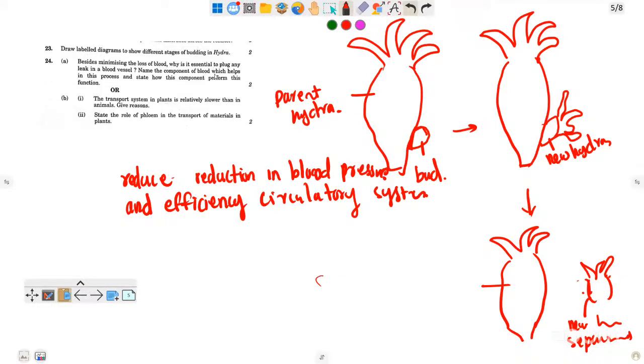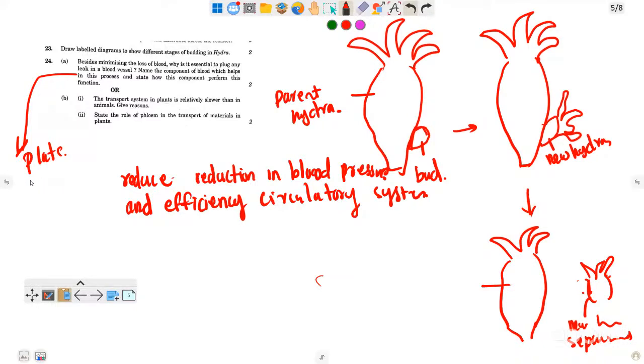Name the component of blood which helps in this process and state how this component performs this function. What is actually happening? Who is helping with this blood clotting? That is platelets. You remember the platelets. That answer is incorrect. Just remember this is the answer: reduction in blood pressure and efficiency of circulatory system. Don't worry. Just remember the platelets.